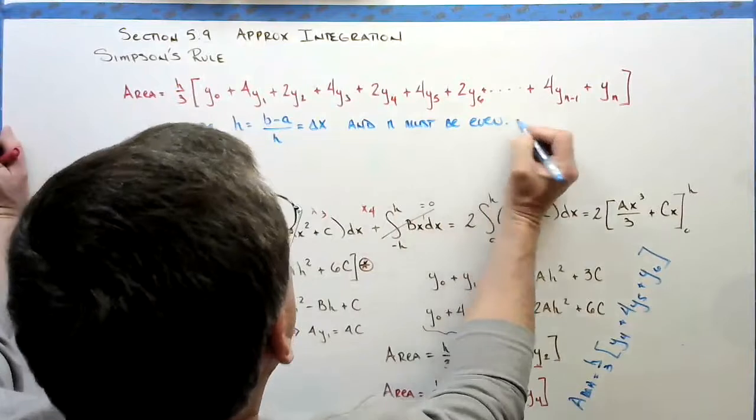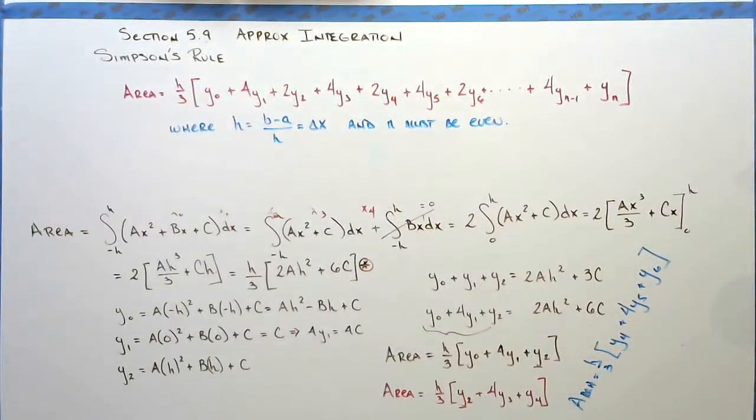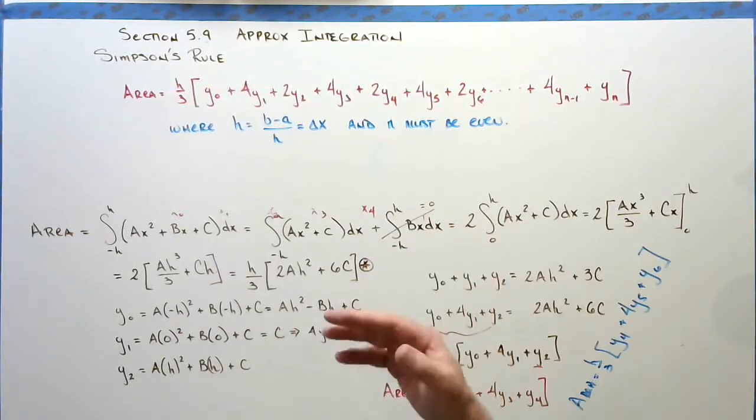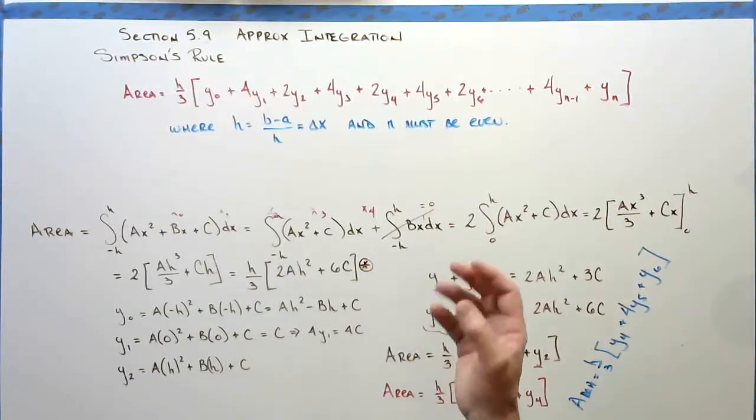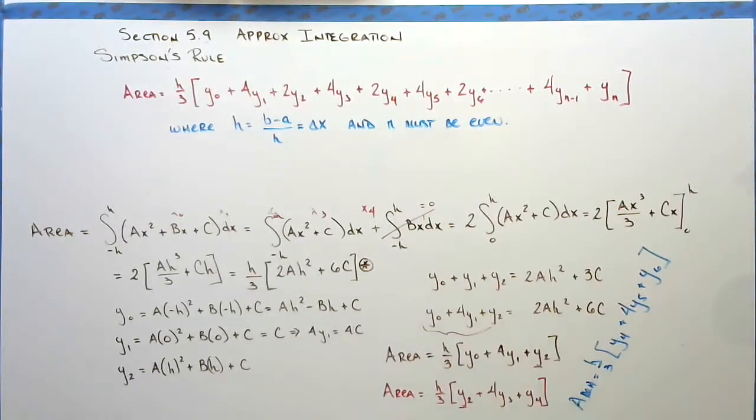So if you want to use Simpson's rule, remember, this is your choice. You're the one who has to figure out the approximate value of the integral. So if you're going to use Simpson's rule to do that, you're in charge. You're going to choose an even n, because if you don't choose an even n, Simpson's rule doesn't work. We need pairs of partitions.